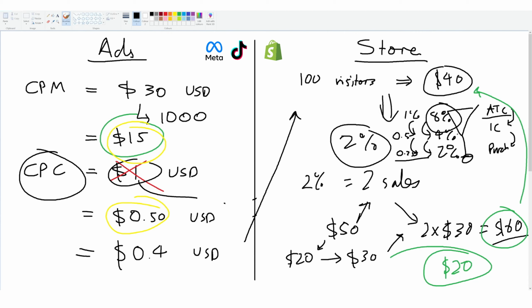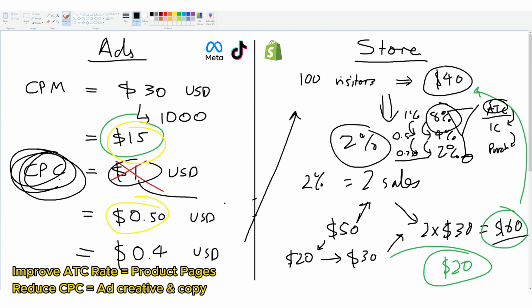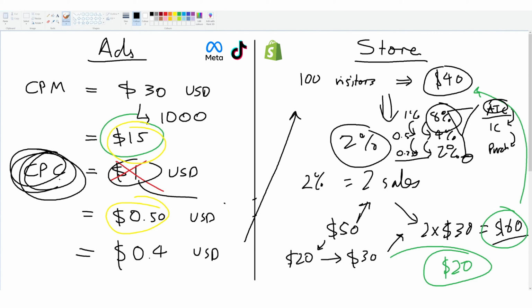And this is why it's so important to optimize your add to carts. Because once you optimize your add to carts, you have more people making their way down the funnel. And if I haven't mentioned this already, I've mentioned it multiple times across my channel. To improve your add to cart rate is your product pages, and to reduce the cost per click is improving your ad creatives. It doesn't matter about the strategy, it doesn't matter about how you lay out or structure your campaigns. All it matters is your creatives and your ad copy, and also your ad format.